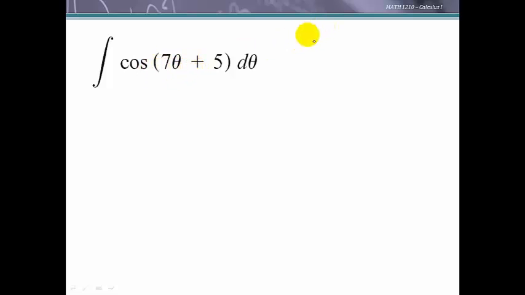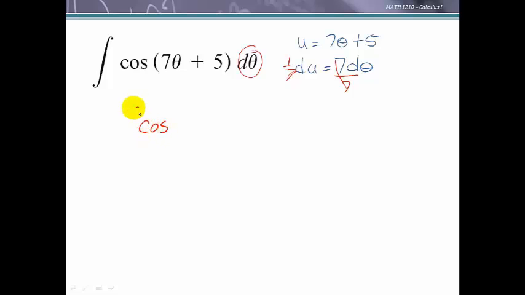Looking at another example, I can see that I'm integrating a function that has a function inside, so a composite function. I'm going to take the inside function, that's 7 theta plus 5. So my du would be 7 d theta. Well, I see that I have the d theta, but I don't have the 7, so I'm going to divide both sides by 7, and I can replace d theta with 1/7 du.